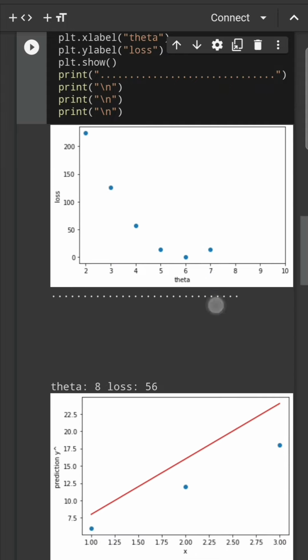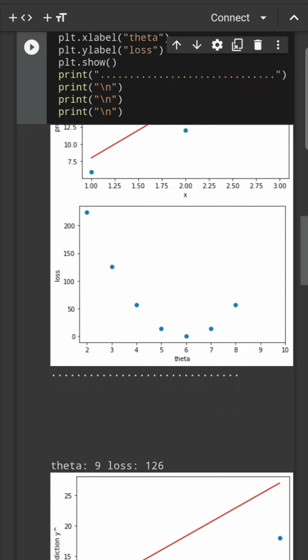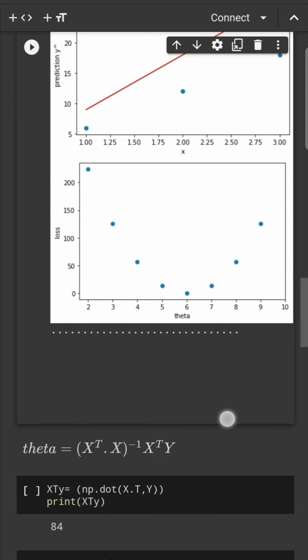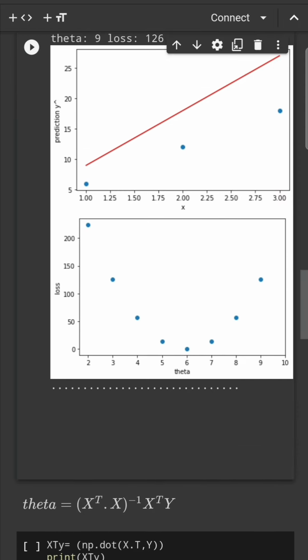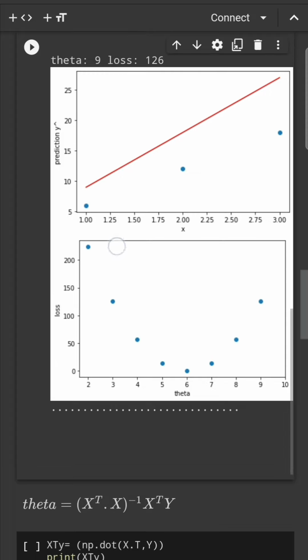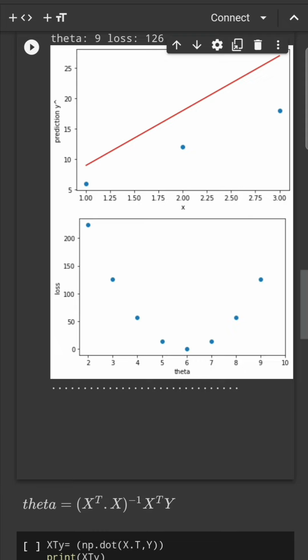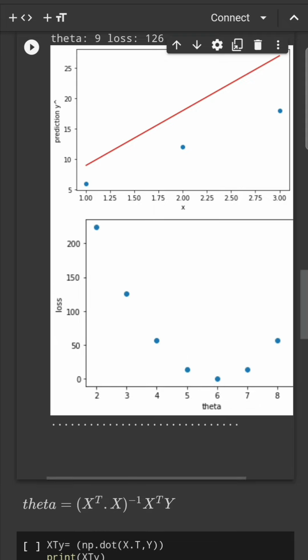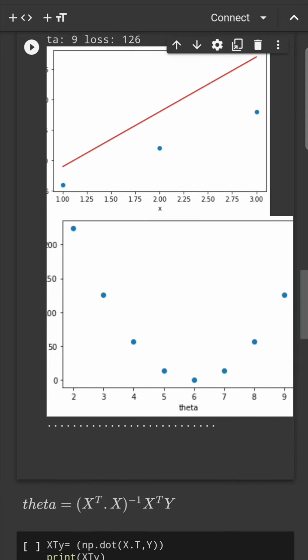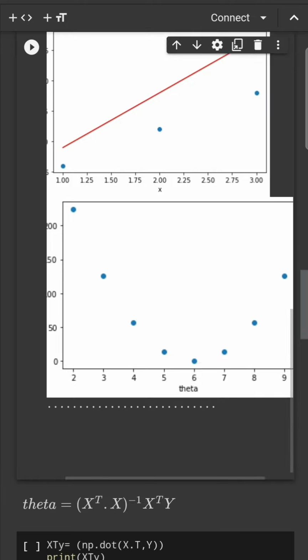So I plotted all those thetas with the loss function, and in the end I get this whole thing, right? Different thetas with whatever loss we get. So we got this curve right over here, and on this curve we can see that at 6 we are getting the least loss, right, at around 0. So 6 is the optimized weight or theta for our model. If I do prediction at this point, I will probably get the best results, right?